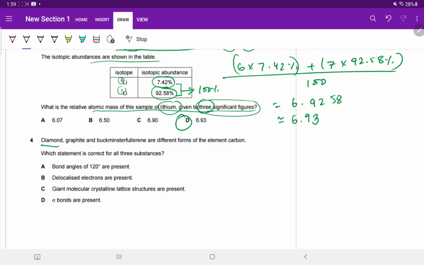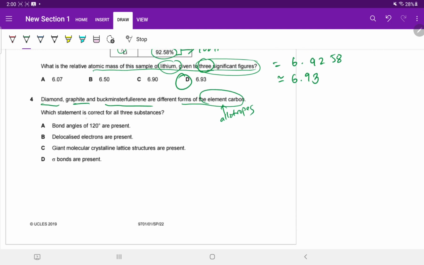Question number 4. Diamond, graphite and Buckminster fullerene are different forms of the element carbon. So we know these are allotropes of carbon, which are different forms of the same element. Next, the question says, which statement is correct for all 3 substances? Let's go through the options now. Option B says delocalized electrons are present. Delocalized electrons are only present in graphite, but they are absent in diamond. So option B shall already be eliminated.